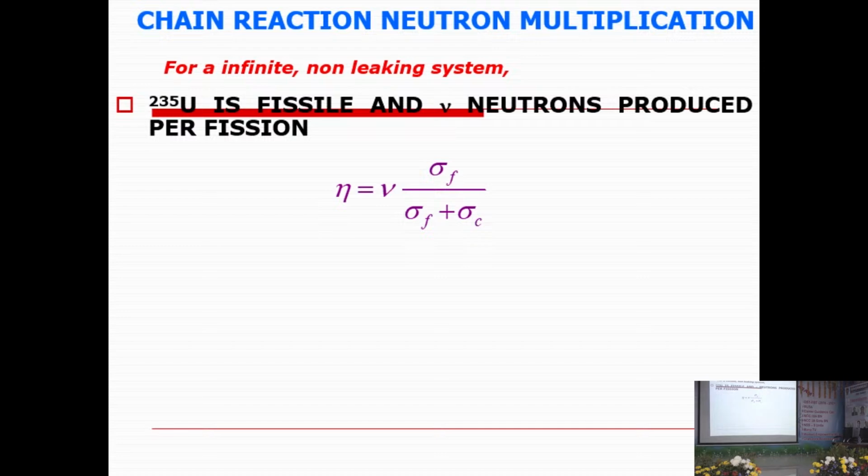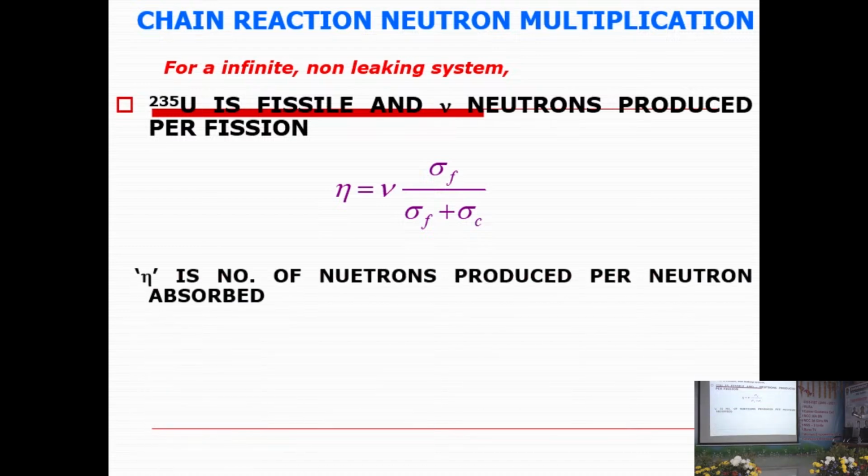Sigma c is the capture. Once you take uranium-235 and a neutron is captured, it generates uranium-236, which may be stable in some cases. In most cases it will undergo fission. The probability of fission is expressed as sigma f, and the capture is represented as sigma c. Now, if each fission gives mu neutrons, that has to be multiplied by the fraction undergoing fission. So the number of neutrons released in each fission is equal to mu into sigma f by sigma f plus sigma c.